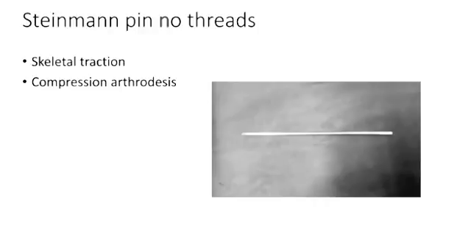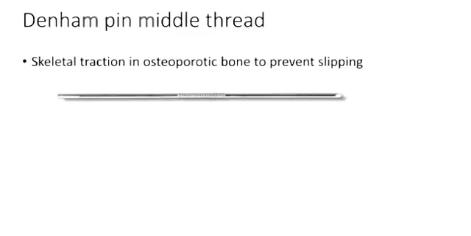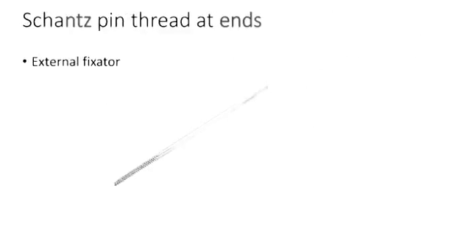Now, Steinmann pin has no threads. It is used for skeletal traction and compression arthrodesis. Next is the Denham pin, with a middle thread, used for skeletal traction in osteoporotic bone to prevent slipping. Next is the Schantz pin, with thread at the ends, used in external fixators.